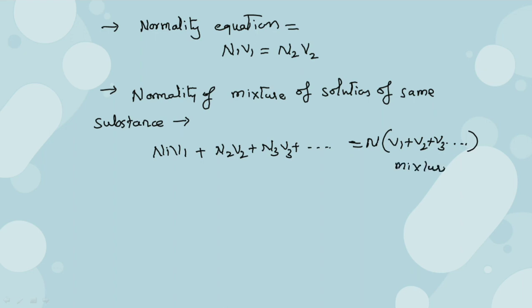So what they will ask is, they will give three different normalities and volumes, but they will ask you to calculate final normality of the mixture. This is N. All these things will be given. Remember, this is the first solution. This is of the second solution. This is of the third solution, like that. So it will give rise to N into V1 plus V2 plus V3, that is of the mixture. Remember, like this you can calculate normality of the mixture of solution of the same substance. So this is about normality and equivalent mass.